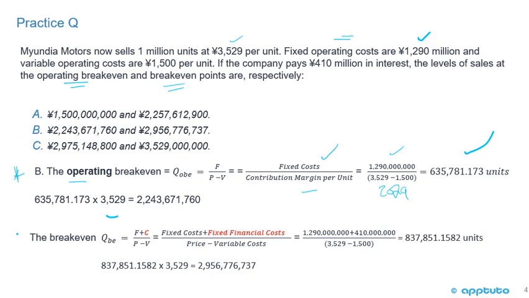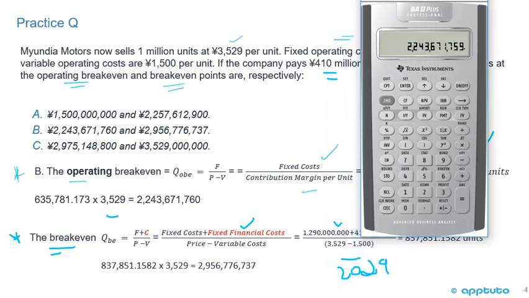But the way I want to finish this question is to carry on, even though we've got it right. I want to review that this LOS was with regards to the break-even. With regards to the break-even, we had to add back the fixed financial cost to the numerator. So it's our fixed cost plus our fixed financial cost, and it's given to us here, 410 million in interest. So we're going to calculate 1,290 million plus the 410 million, divided by our contribution margin per unit, which, recall, was the 2,029.